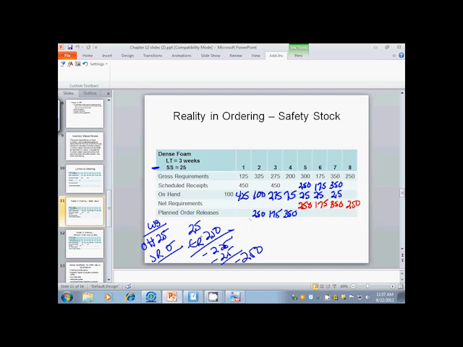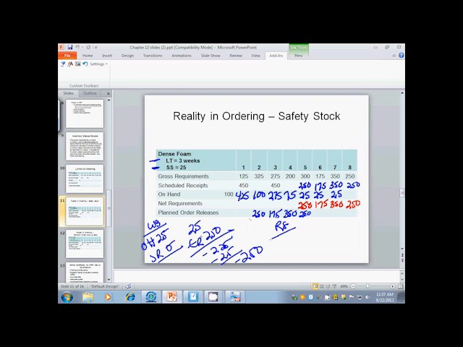When do we plan on ordering it? Look at our lead time, 3 weeks in advance. We order 250 units then in week 5. If we order in week 5, we should get it in 3 weeks later. Our scheduled receipt in week 8 is 250 units.